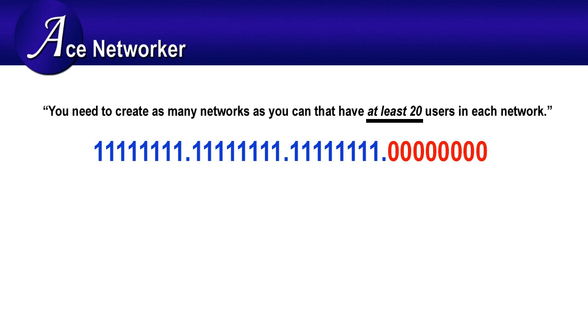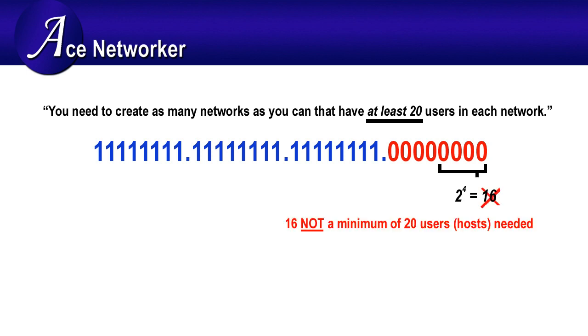So let's say you need to create as many networks as you can that have at least 20 users in each network. Using the powers of 2, we can see that using 4 bits of the 8 total that we have to play with would only yield 16 hosts, or 2 to the 4th power, per each of those networks, or each of those subnetworks. Only 16 hosts in each one. That's not enough. We would therefore need to use 5 bits for the host portion, since 2 to the 5th will yield 32 hosts per subnet. That's at least 20. Going back to that term, at least, that's at least 20.